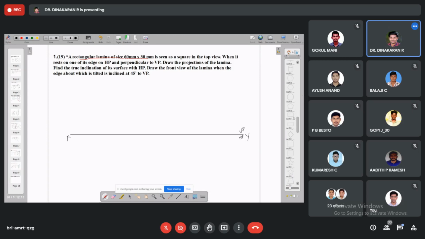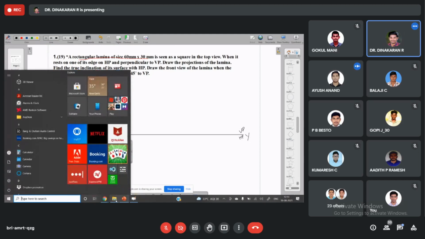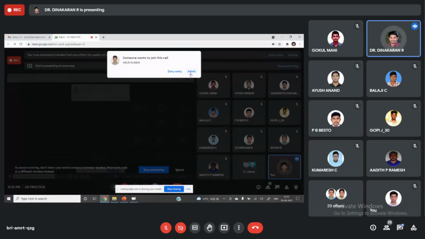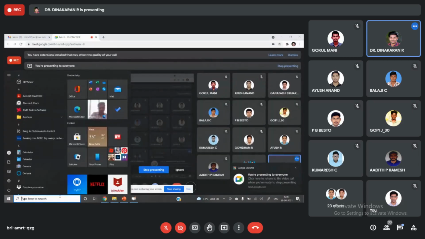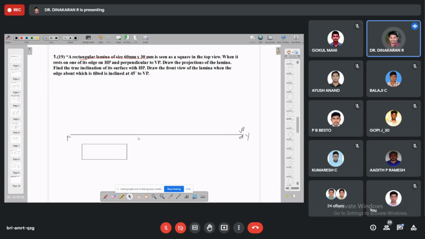Very easy, guys. So the rectangular lamina dimension given is 60 into 30, correct? So first we need to draw the true shape, and after that the surface inclination, and finally the edge inclination. In this, the surface inclination is not given, but we need to find the true inclination of the surface with the HP.